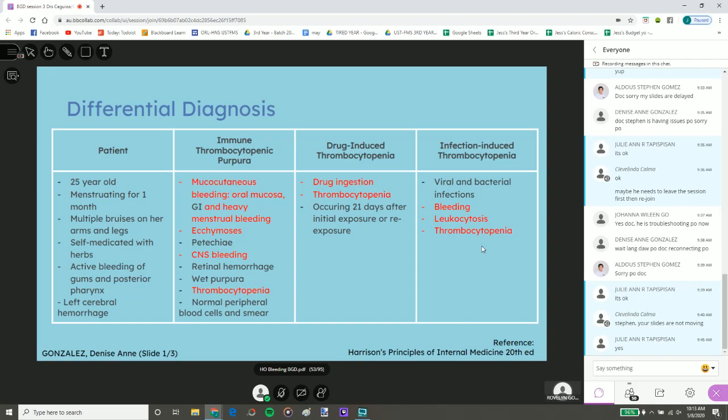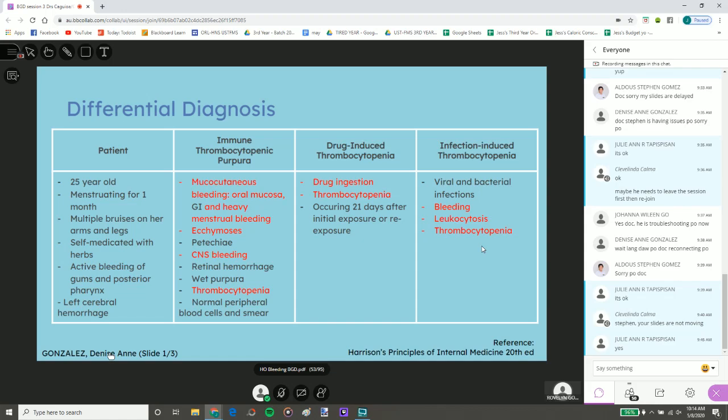Our first differential for this case is ITP, since the important characteristics evident in our patient that may differentiate ITP from the other differentials is first, the presence of mucocutaneous bleeding, either in the oral mucosa, GI bleeding, or heavy menstrual bleeding. Second, the presence of CNS bleeding, and third, the presence of ecchymosis.